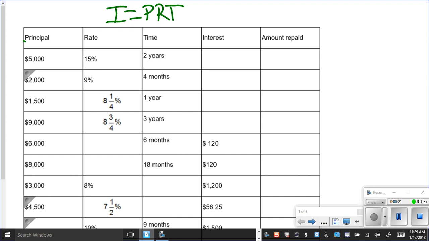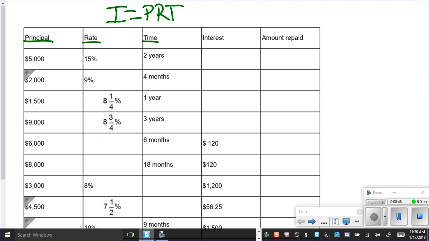All right, P is the principal, right? The principal will typically be described in word problems as money invested or money borrowed. Rate will always be as a percent, and time will always be used in years. Now, I see there's months here, and if we scroll down, there's also days. What we have to do is convert those units into units of years. And we'll go over one of those.